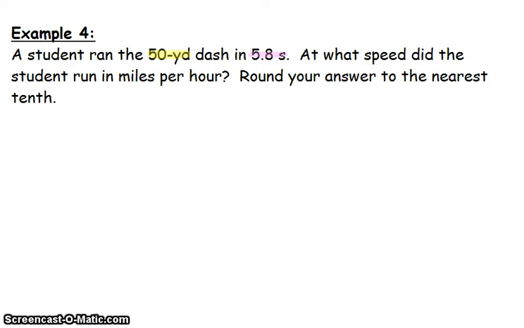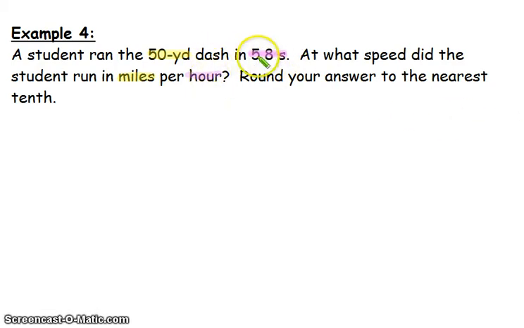So if we read through the problem, at what speed did the student run in miles per hour? All right, let's think about that. The distance he ran was 50 yards, and they want us to change that to miles. I'm going to highlight this in yellow also, because these are my two distance units. I am in yards, and they want us to go to miles. And they want miles per hour. So we've got seconds in pink up here, so I'm going to highlight hour in pink. We've got to change seconds to hours.